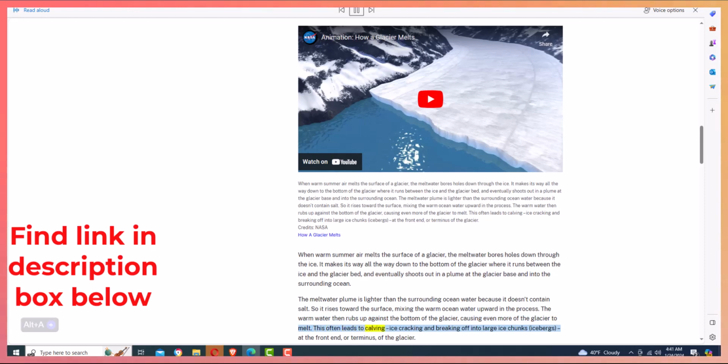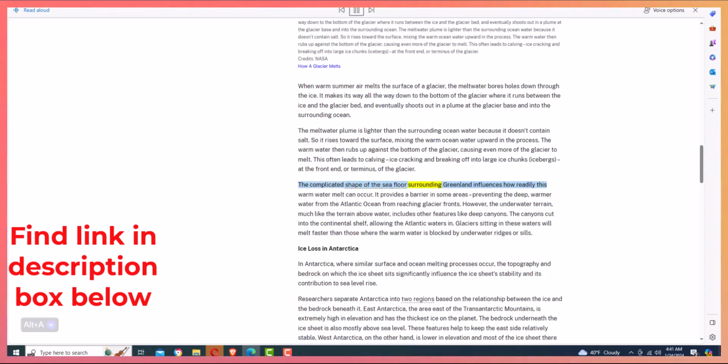This often leads to calving, ice cracking and breaking off into large ice chunks, icebergs, at the front end or terminus of the glacier. The complicated shape of the seafloor surrounding Greenland influences how readily this warm water melt can occur. It provides a barrier in some areas, preventing the deep, warmer water from the Atlantic Ocean from reaching glacier fronts. However, the underwater terrain, much like the terrain above water, includes other features like deep canyons. The canyons cut into the continental shelf, allowing the Atlantic waters in. Glaciers sitting in these waters will melt faster than those where the warm water is blocked by underwater ridges or sills.